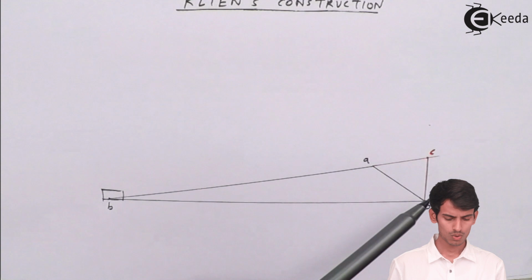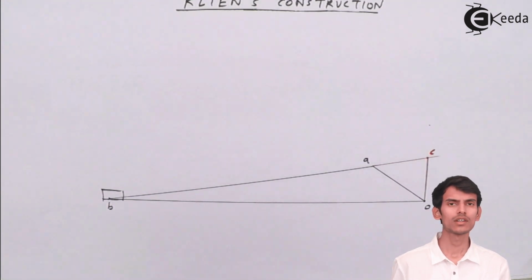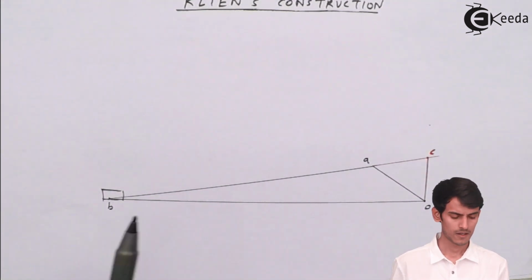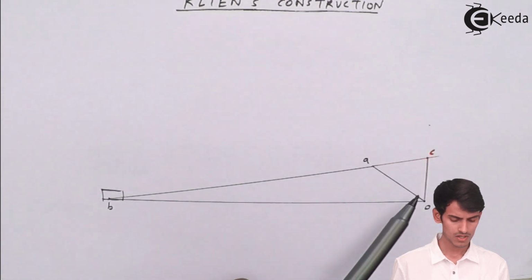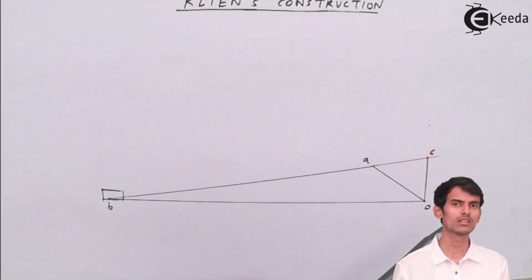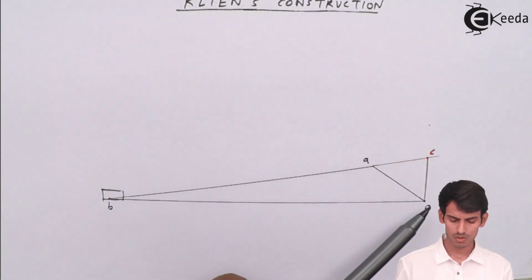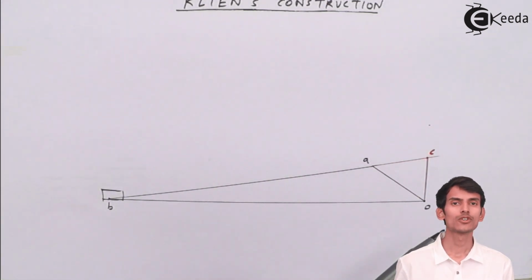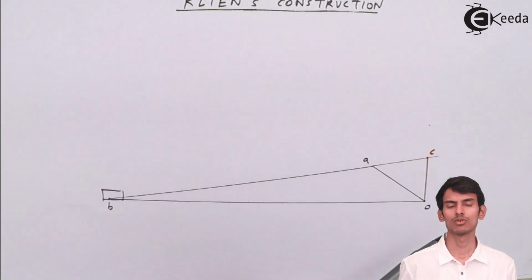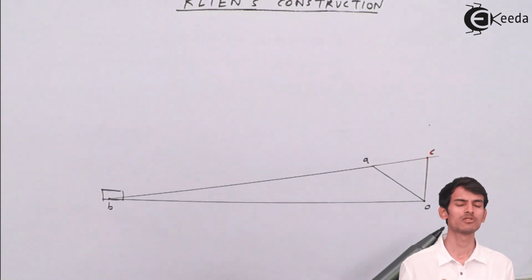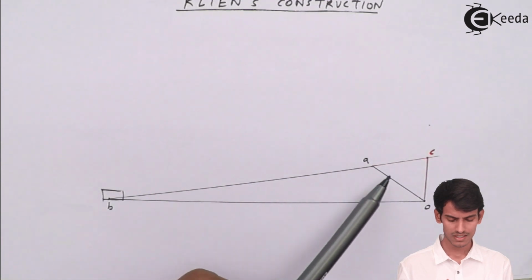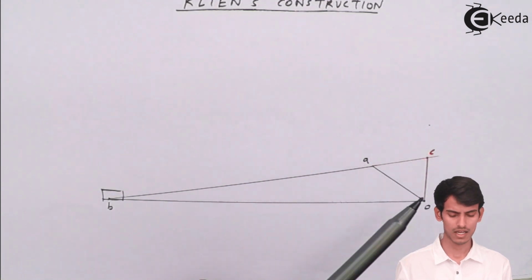So the length OC tells you the velocity of the slider. So this is the slider. You measure the length OC, and whatever value you get is nothing but the velocity of the slider. Now this length OA represents the velocity of the crank. The crank is performing circular motion. The point A will have some velocity which is perpendicular to the crank. So this length OA represents velocity of crank.